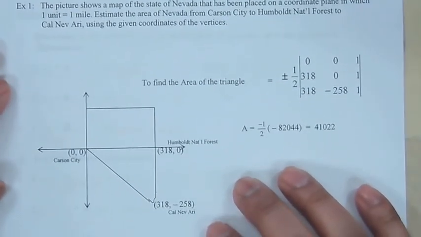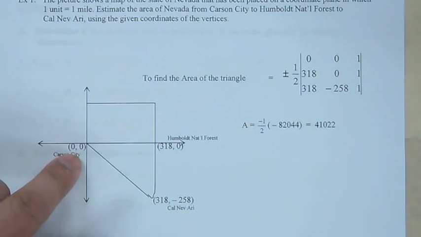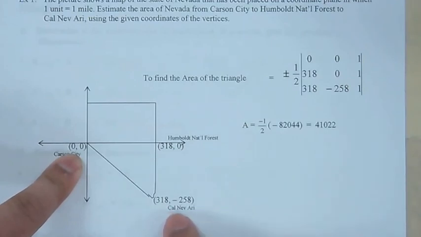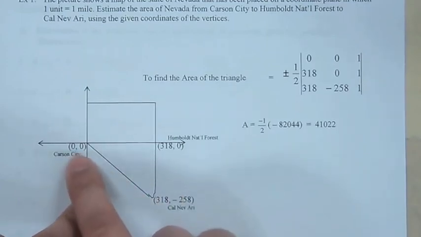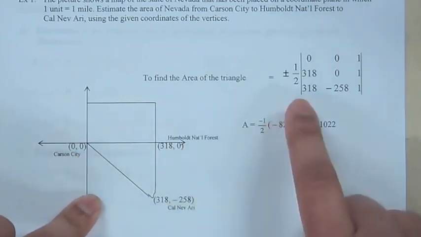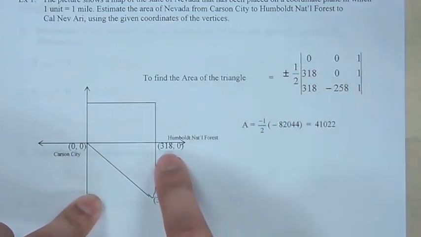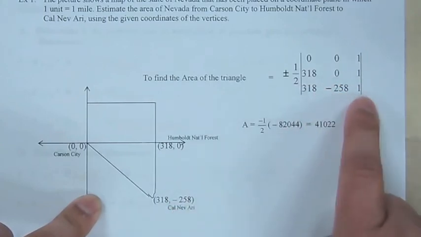Finding the area of the triangular part of the map on the southern part of Nevada. We've got the coordinate 0,0 at Carson City, 318,0 at Humboldt National Forest, and the California, Nevada, Arizona border right here, -318, -258. So that's your first point, second point, third point. It's point 0,0, so 0, 0, 1. Next one is 318, 0, 1, and -318, -258, 1.